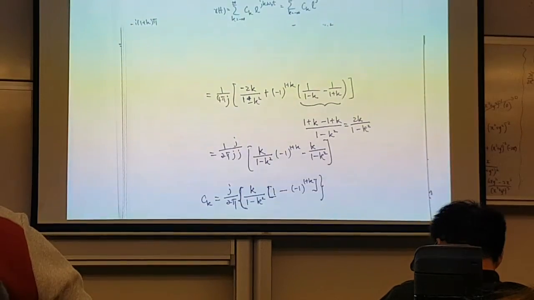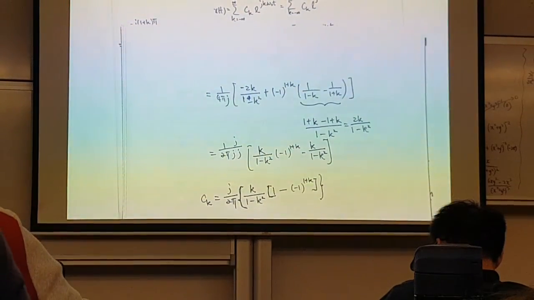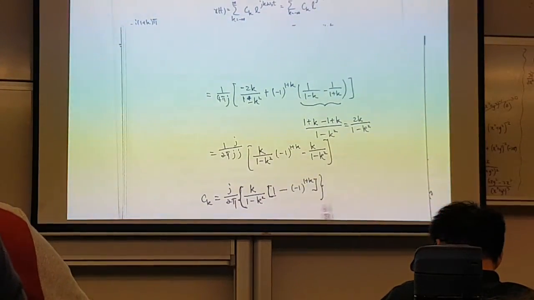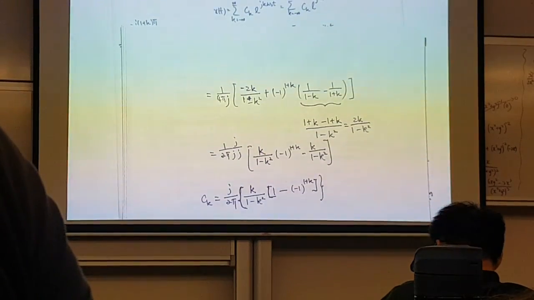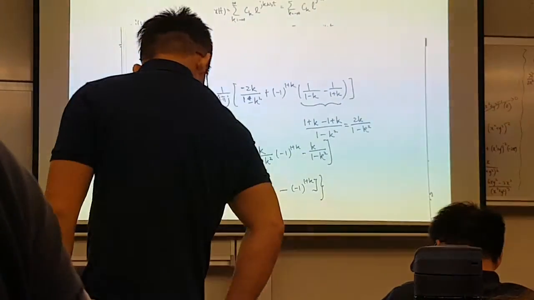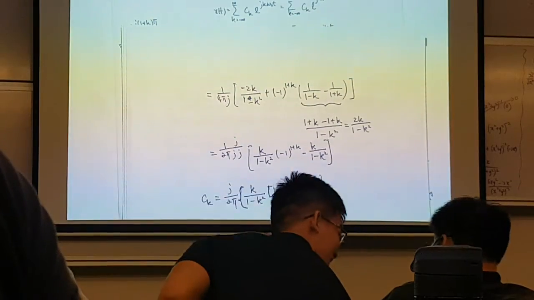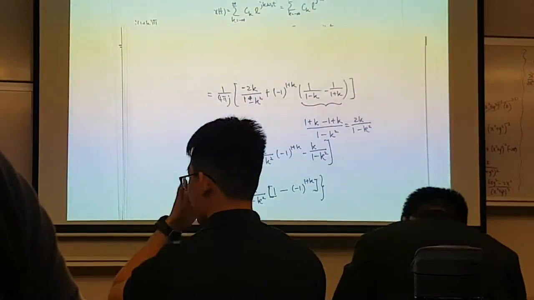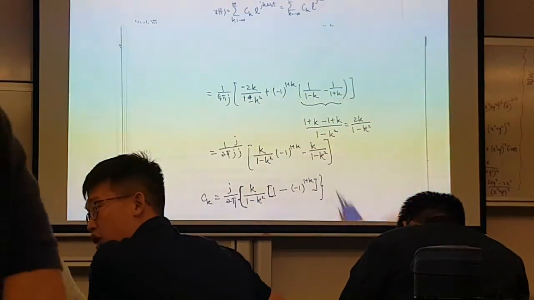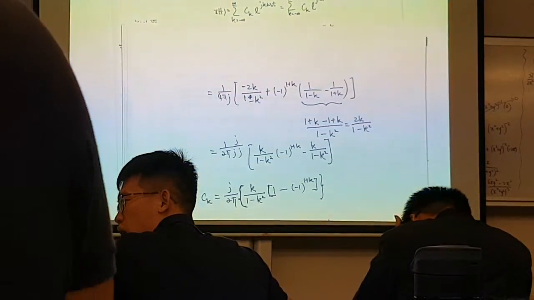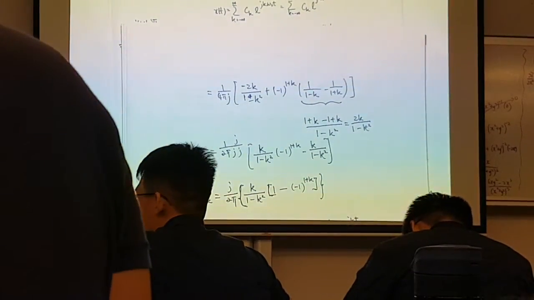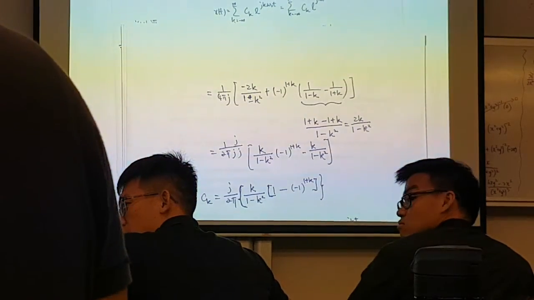And then what you have here is j divided by 2 pi times your k divided by 1 minus k squared, and then multiplying by 1 minus 1 raised to the power of 1 plus k. And of course, you need to multiply by e to the power of jkt. So that is your complex Fourier series.